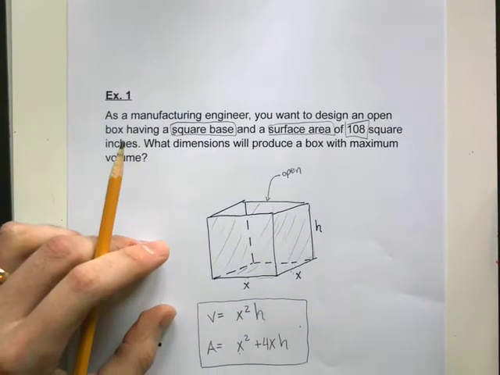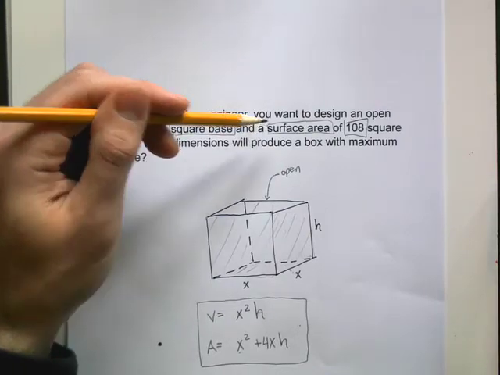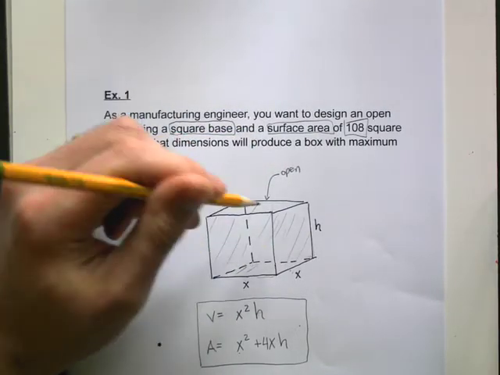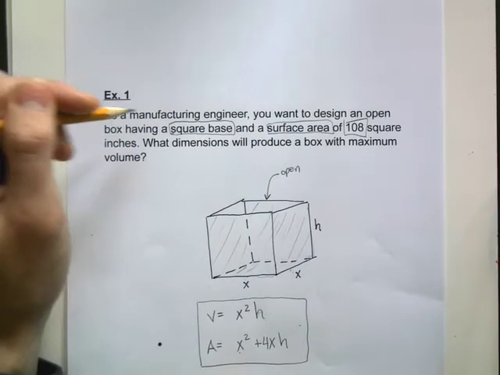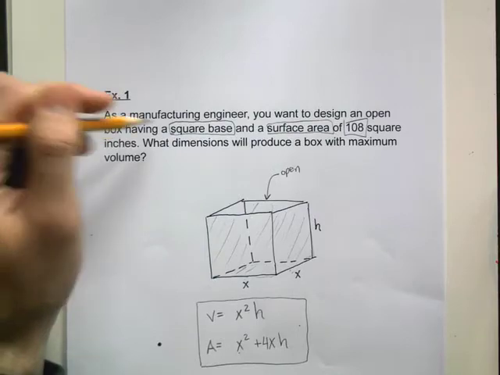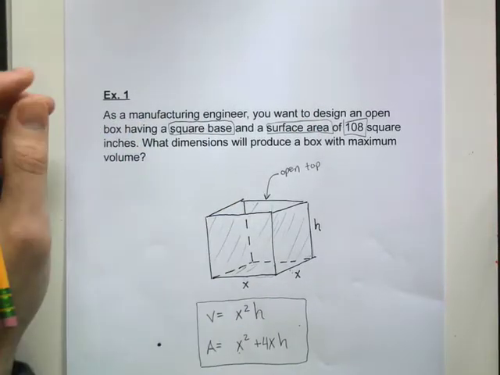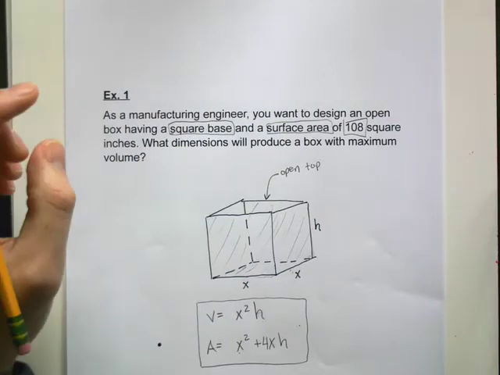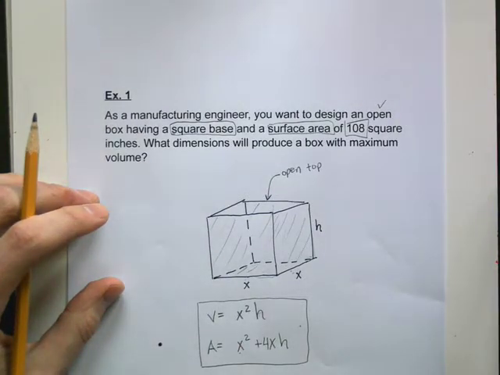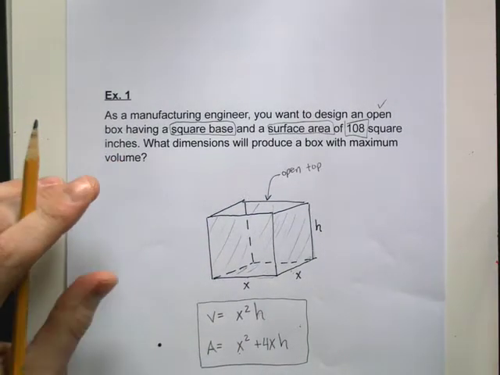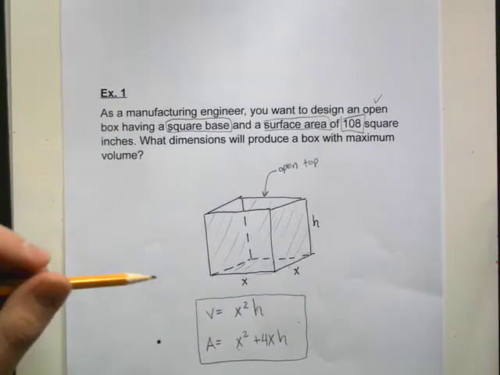Another equation that we're going to use in this problem is surface area. One thing I wanted to mention is that every one of these problems is going to have an open top box. It does mention it here: open box. So you don't have to worry about the surface area of a lid on top of it, but we do want the surface area of all the other sides of the box.